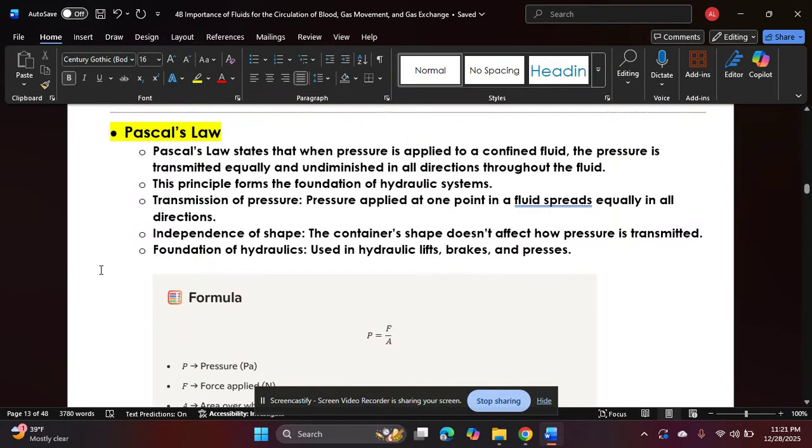So let's understand what Pascal's law is. Pascal's law states that when pressure is applied to a confined fluid, the pressure is transmitted equally and undiminished in all directions throughout the fluid, right? So if you apply pressure to a confined fluid, a closed fluid, the pressure is transmitted equally in all directions. This principle forms the foundation of hydraulic systems, right? Transmission of pressure: a pressure applied at one point in a fluid spreads equally in all directions. Independence of shape: the container shape doesn't affect how pressure is transmitted. It is the foundation of hydraulics, used in hydraulic lifts, brakes, and presses.